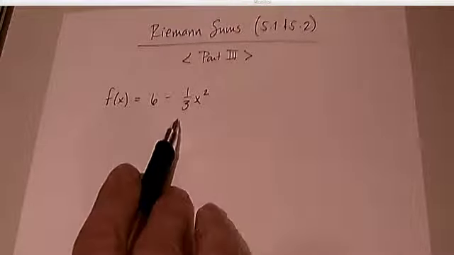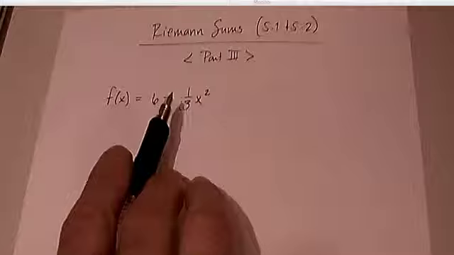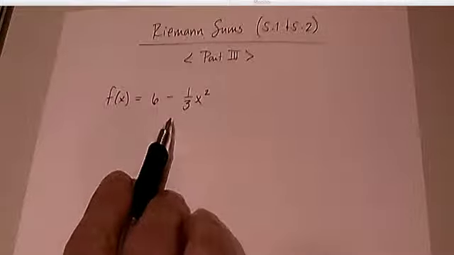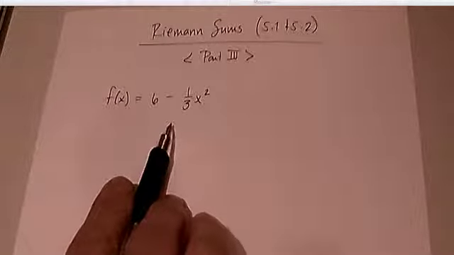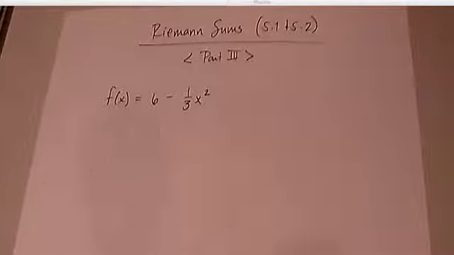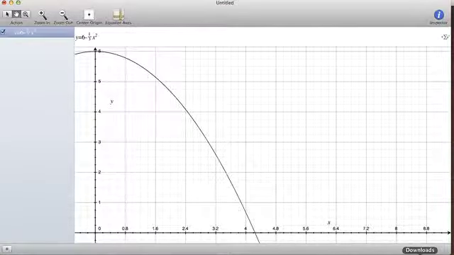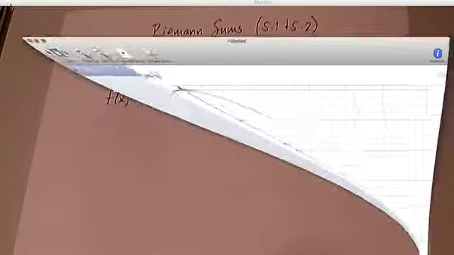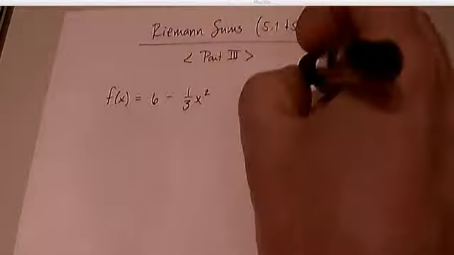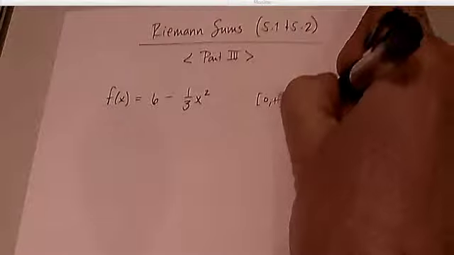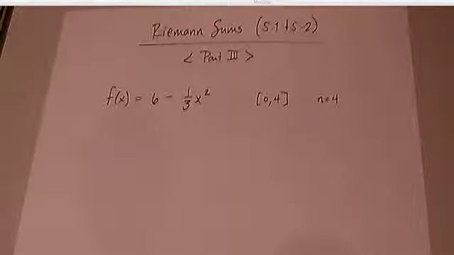We're going to be considering this function right here, which is an even function. It is a downward facing parabola with its vertex on the y-axis. I'll show you what it looks like. And we're going to be considering this function from 0 to 4, okay? And in the first iteration, we're going to consider it for 4 subdivisions, okay?